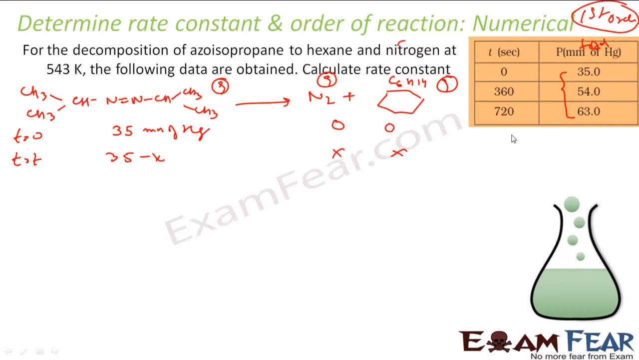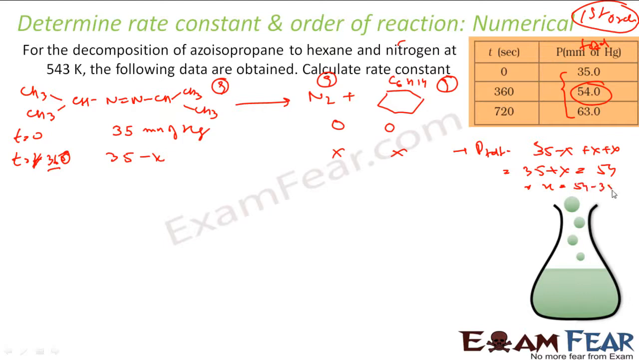Correct? So total pressure at T is equal to T, P total will be what? In this case, 35 minus X plus X plus X. That is 35 plus X. And that value is given as 54. Let me assume this is at 360. That is 54. So X is nothing but 54 minus 35. That is 19.